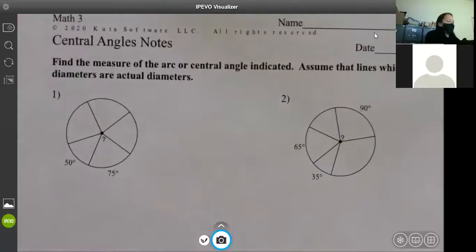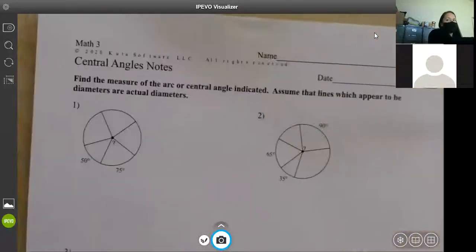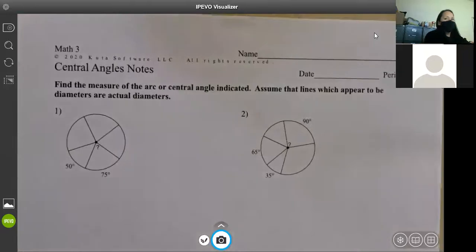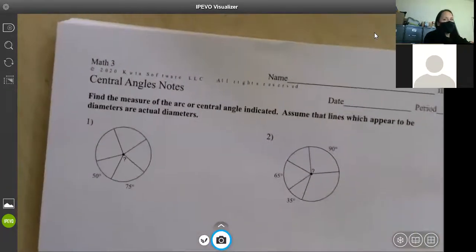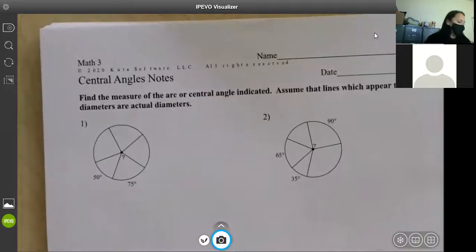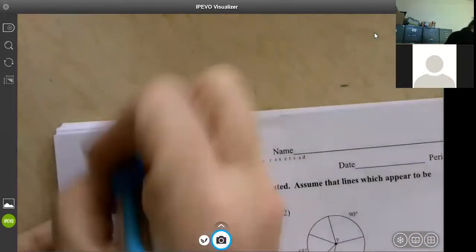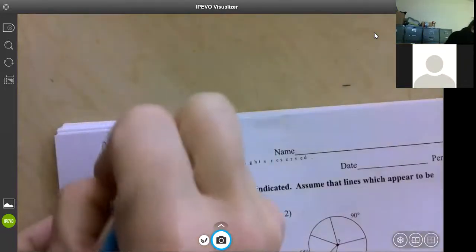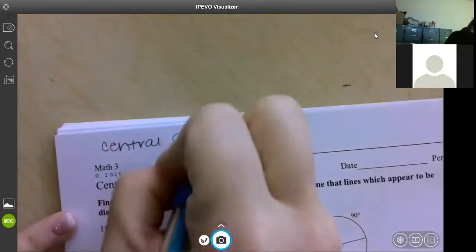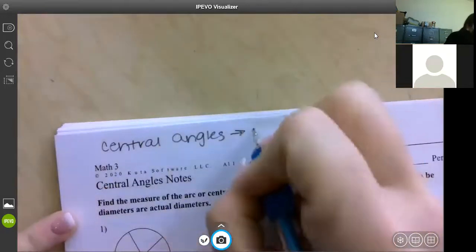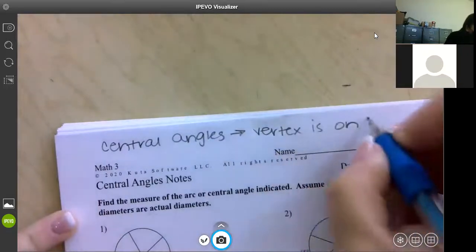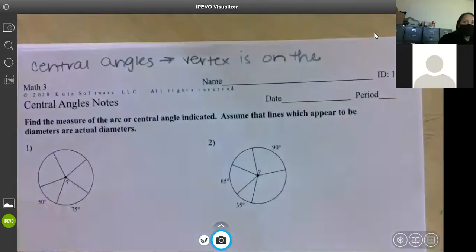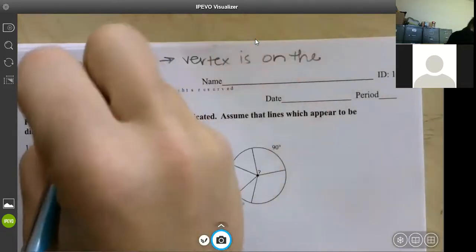So we're gonna talk about central angles today, and central angles are pretty simple. Make sure that you know the definition of central angles and why they are central angles. So central angles, their vertex is on the center of the circle.